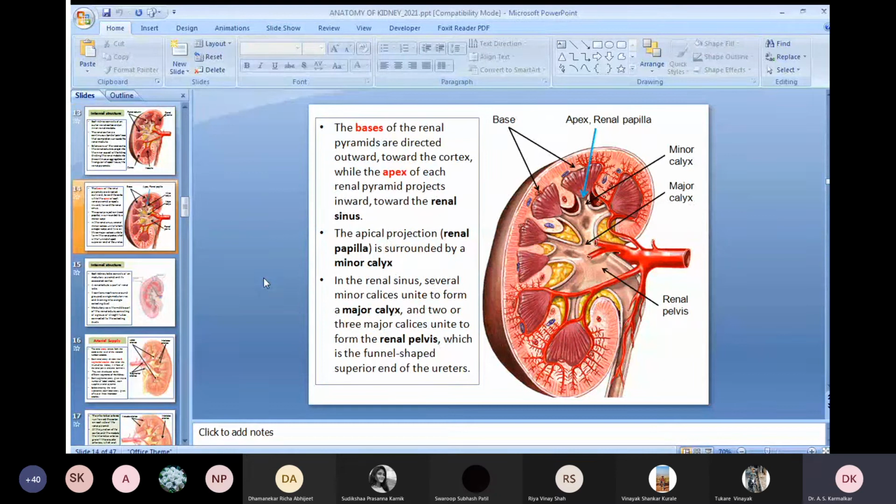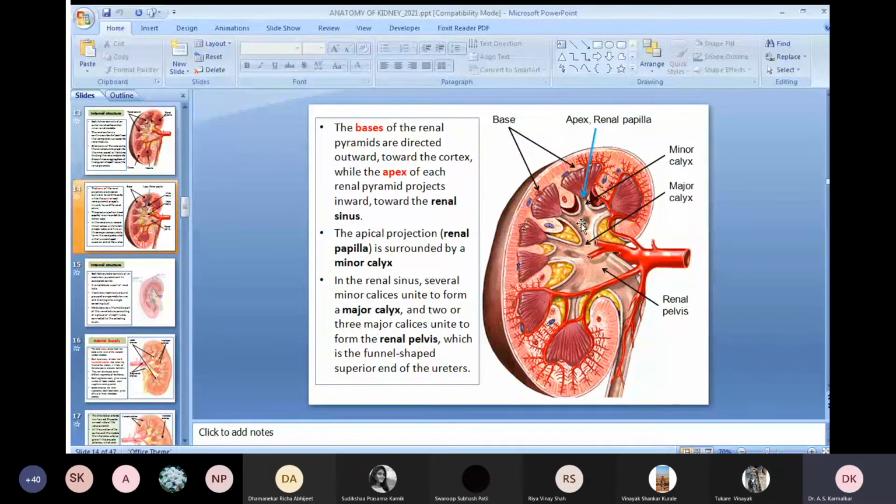Now, if you see the base of the renal pyramids, they are directed outwards towards the convex surface or convex border of the kidney, while the apex is directed towards the renal sinus. And the apical projection is called the renal papilla. The apex of the renal pyramid is called the renal papilla, and it opens into the minor calyx. These minor calyces, 13 to 14 in number, unite to form the major calyces, which are 3 to 4 in number.